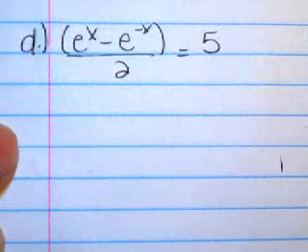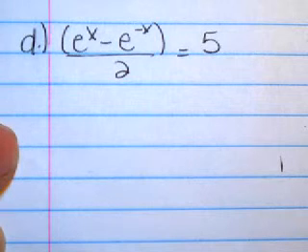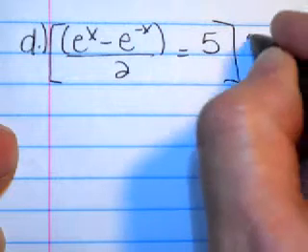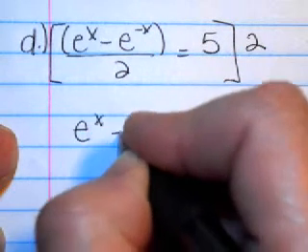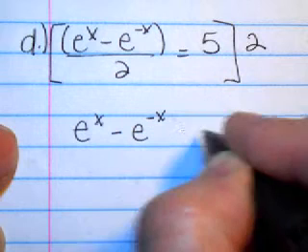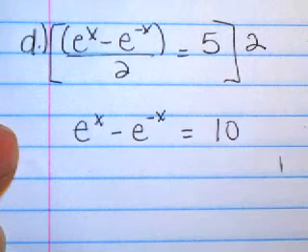Alright, D. This is a little weird one, but it's not hard. It's just kind of strange. So we're going to multiply everything by 2. So that's going to give me e to the x minus e to the negative x equals 10. Okay?